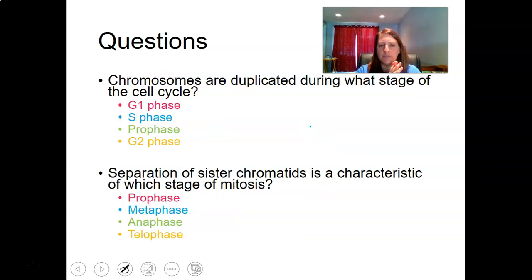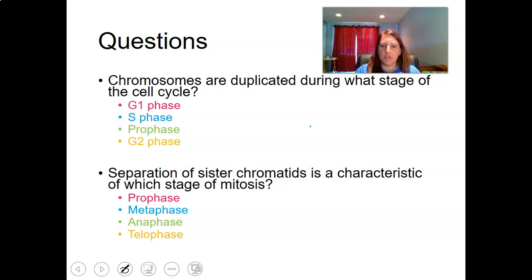Okay, next question. These are the last two. So first one here. Chromosomes are duplicated during what stage of the cell cycle? Are chromosomes duplicated during G1, S, prophase, or G2? Remember that term duplicated is the same as replicated. We can use those interchangeably. So we could say chromosome duplication or chromosome replication. When does that occur? Hopefully you answered S phase. So S means synthesis of genetic material, right? That's going to happen during S phase of interphase.